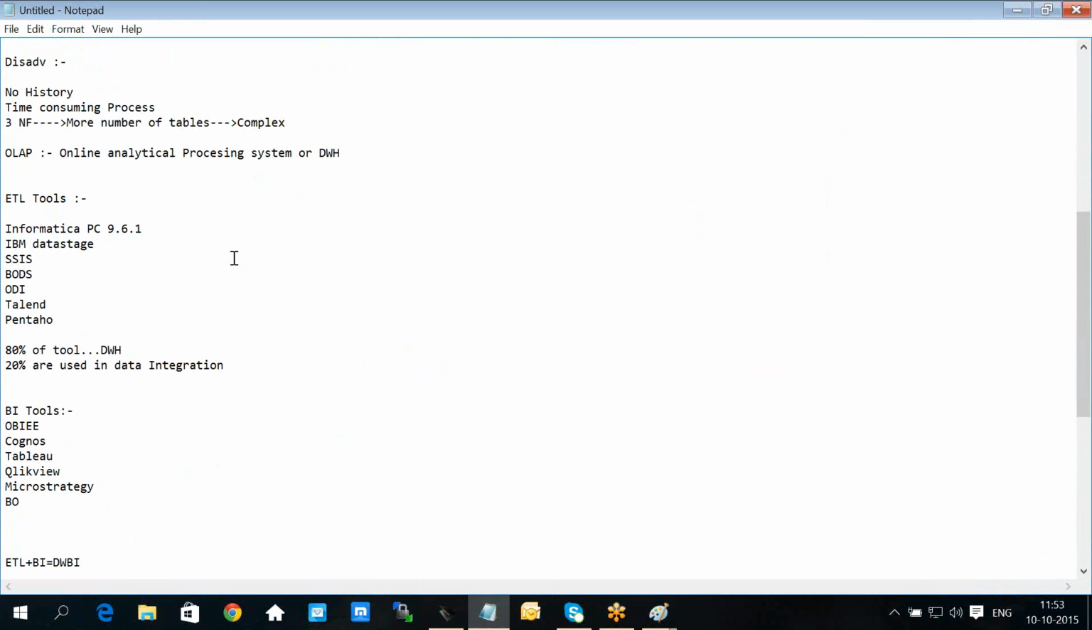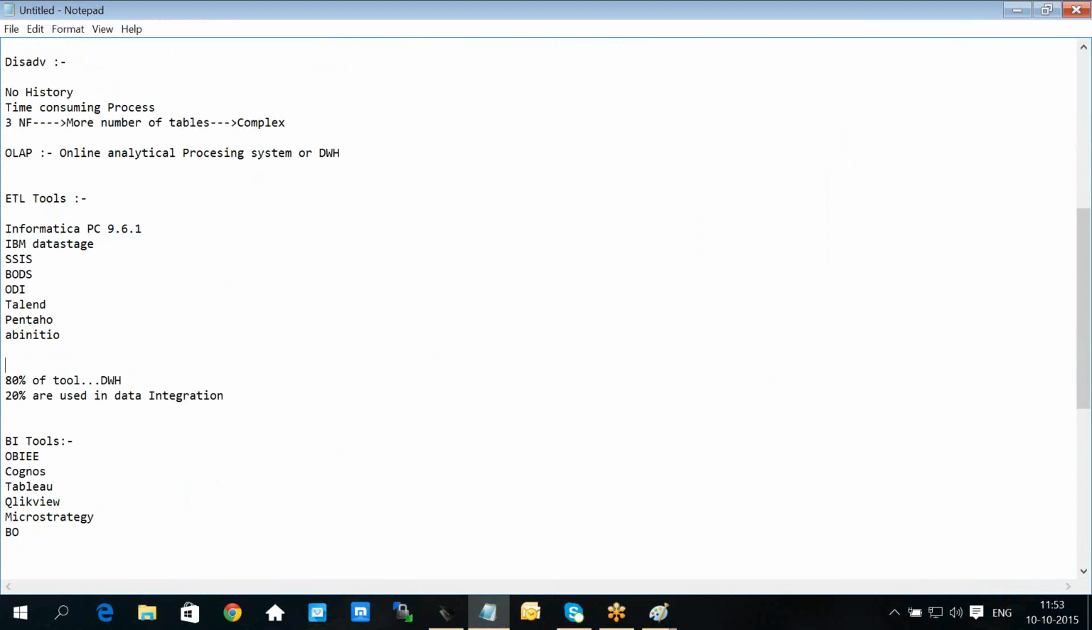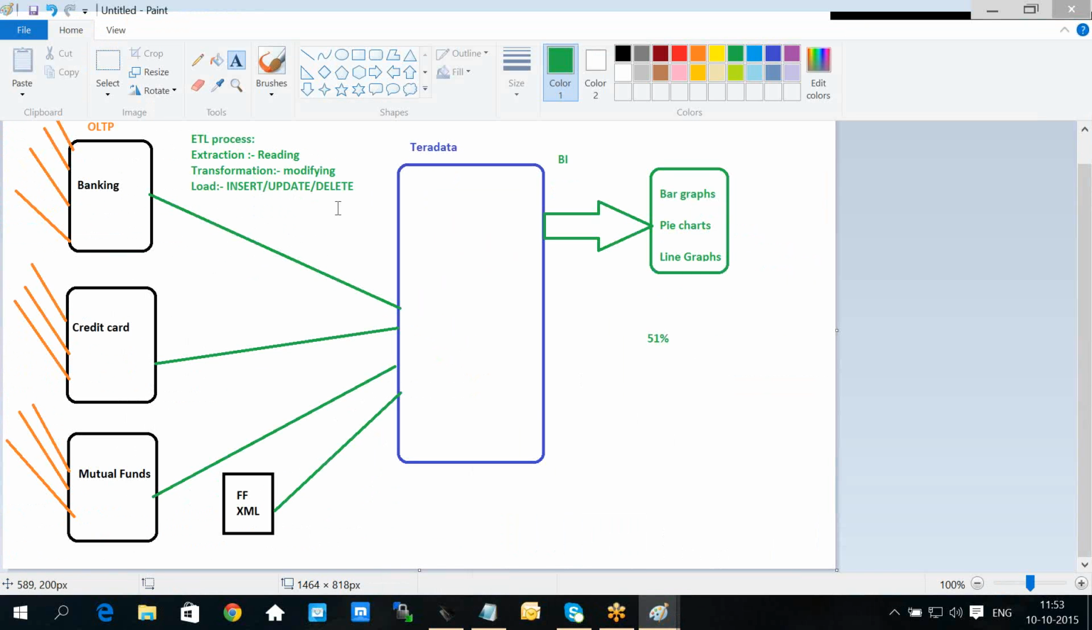When you compare the ETL tools available here, Informatica Power Center is a leading ETL tool compared to SSIS, ODI, and IBM DataStage. We also have another one called Ab Initio. So these are all the different ETL tools, and among all of them, Power Center is the leading ETL tool available in the market. Okay, so that is about your ETL and the BI. Now you understand what ETL and BI mean.